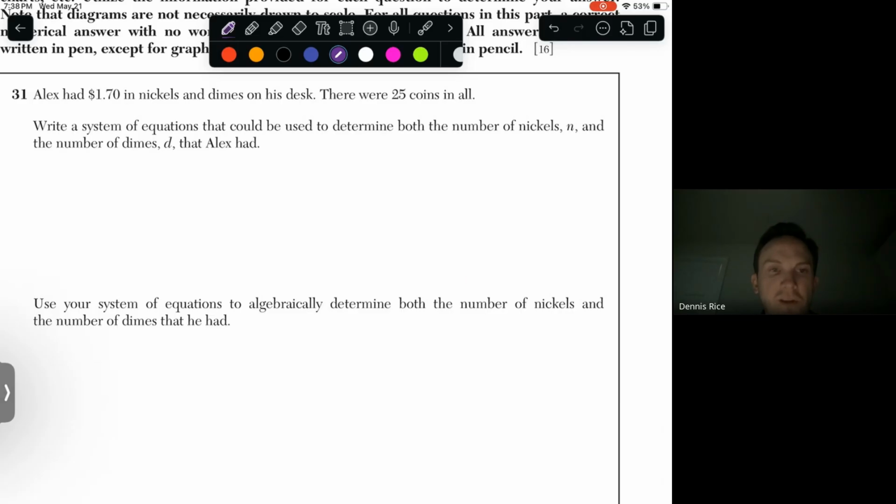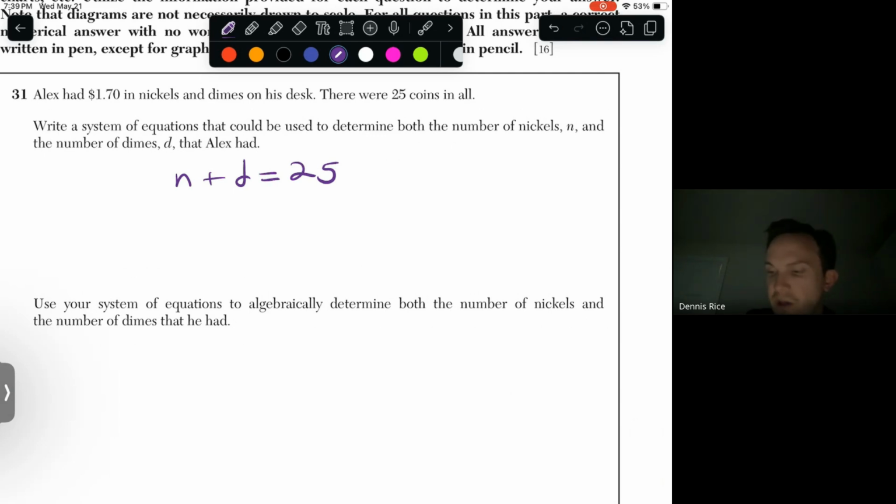What would your two equations be, or does anyone want to give me one equation that works for this situation? You have $1.70. They got to restrict it down to 2 coins because otherwise you have like 7 variables depending on how many coins you recognize. Good. N plus D equals 25. What that equation tells me is, if I take my nickels, I take my dimes, I add them together, it's 25 total coins.